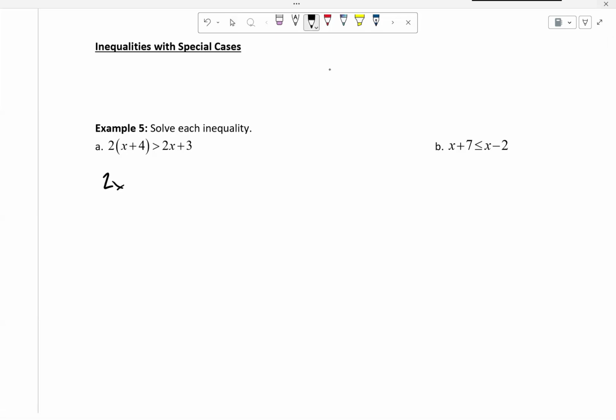Okay, so here we get 2x plus 8 is greater than 2x plus 3. And of course, the next thing you notice is that the 2x's say adios. We're left with 8 is greater than 3, which means... Is that what they teach you in middle school, all real numbers? Yeah, x could be any real number. So when it says solve, it doesn't tell you what kind of notation to use. What notation shall we use? Interval, which means we start at negative infinity to infinity.